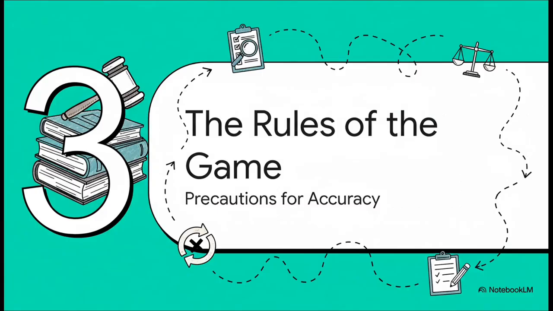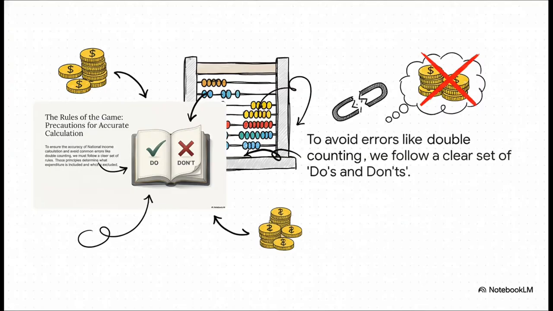national income. So to make sure this final number is actually reliable and not just a bunch of random figures, economists have to follow a very strict set of rules. Think of this as the official rulebook for getting an accurate count. And honestly, these rules are absolutely crucial. Without them, you could get huge errors like counting the same economic activity 2 or 3 times. They're basically the quality control that makes the final number mean anything at all. So let's look at the big do's and don'ts.